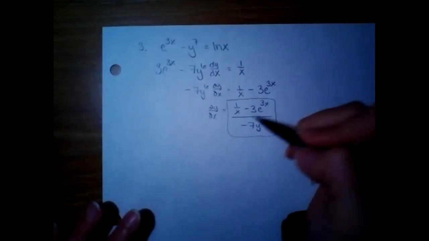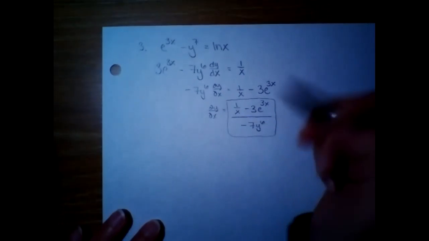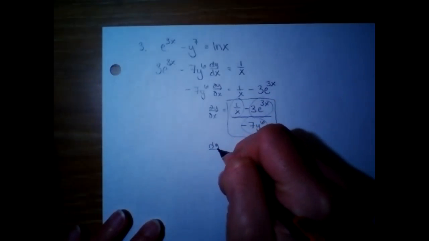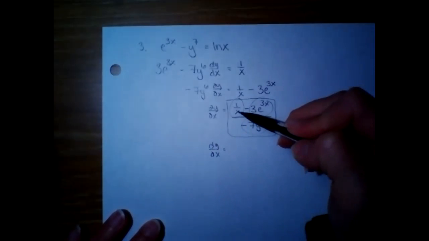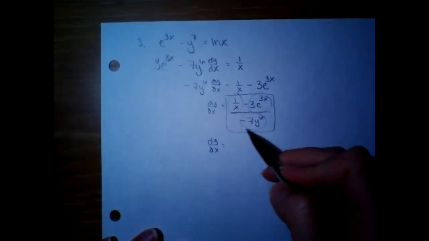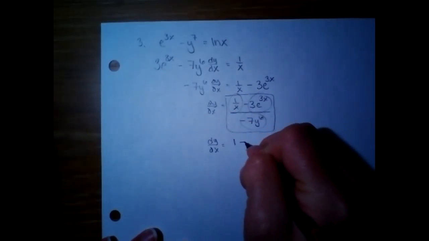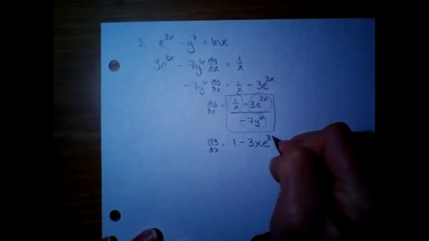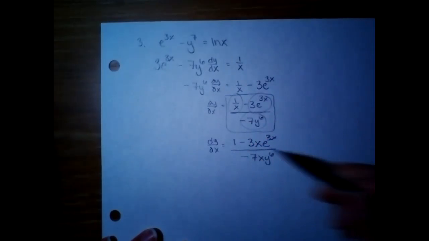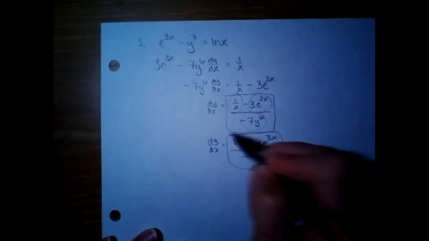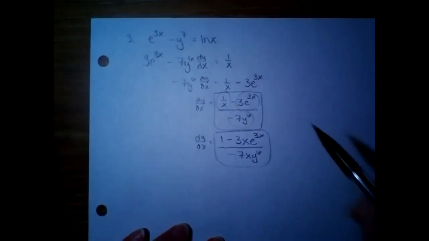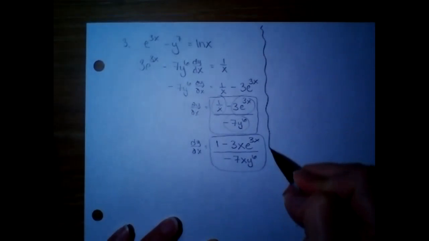Now, if it's really bothering you a whole lot that there's a fraction in a fraction, you can multiply all 3 terms by x to cancel it out, and that would be okay, but you can't just slide this x down to the denominator. But if you want to multiply them all by x, you will get 1 minus 3x e to the 3x over negative 7x y to the 6th. So if you multiply all of them, then it would be okay. But there's absolutely nothing wrong with stopping here. So that's my suggestion. I would just leave it alone.